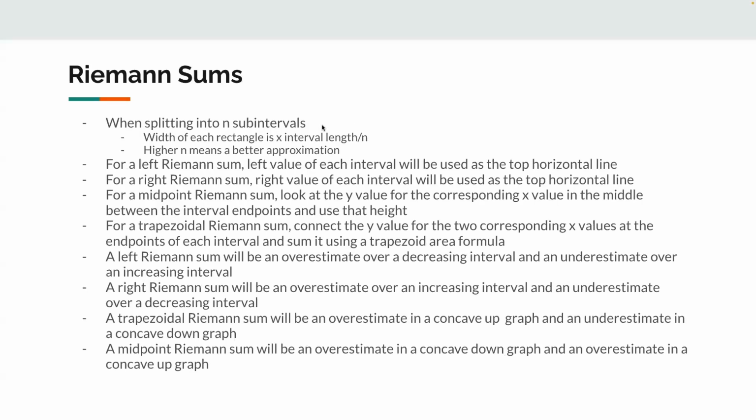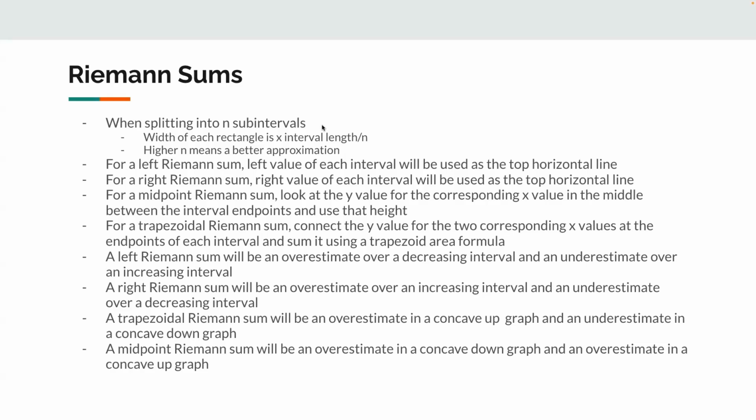Okay, now I'm going to go into Riemann sums. A Riemann sum is a way of approximating the area under the curve. Essentially, you split up the interval into n subintervals, and the width of each rectangle is the total x interval length divided by n. That'll be the individual widths, n times. A higher n means a better approximation because it'll mean a smaller interval length, so more approximations.